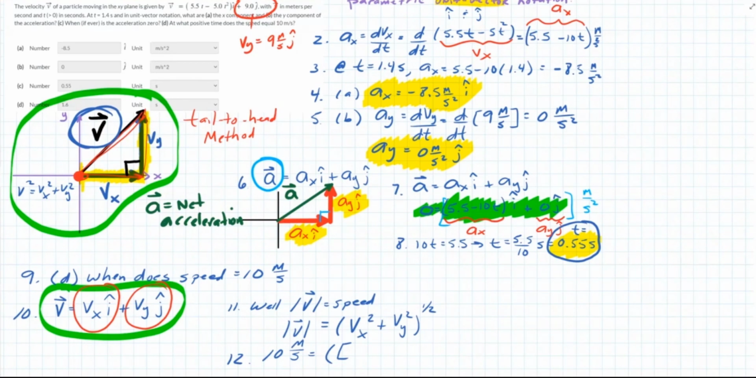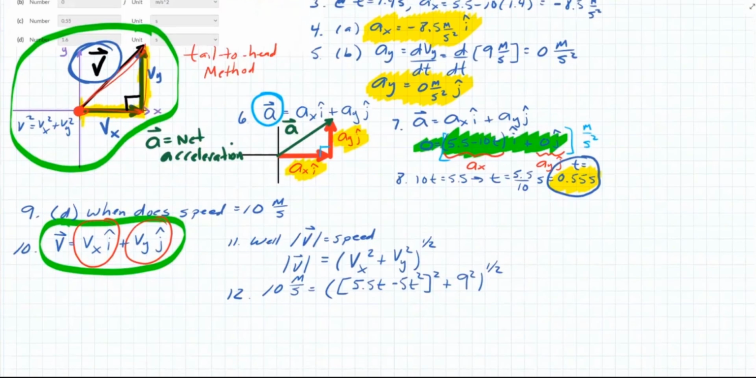Okay. Good. All right, so Vx is given to us as follows: 5.5t minus 5t squared. That's Vx. Got it. I need to square that. Plus Vy squared. Here's Vy squared, 9 squared. Vx squared plus Vy squared. And then square root the whole thing. All right, so let's make sure. Sanity check time. This is my speed.